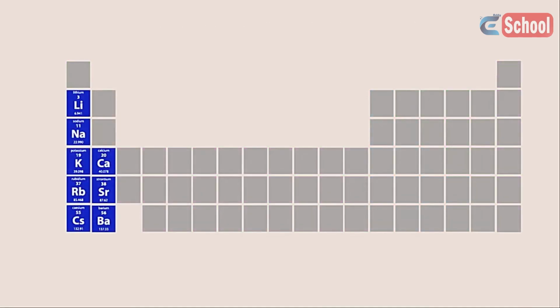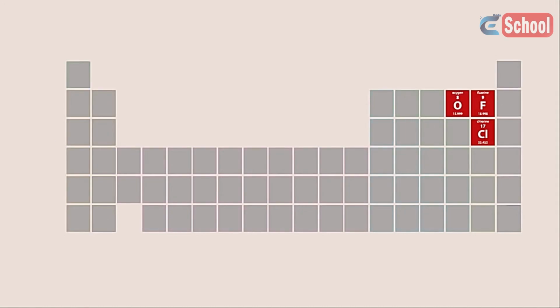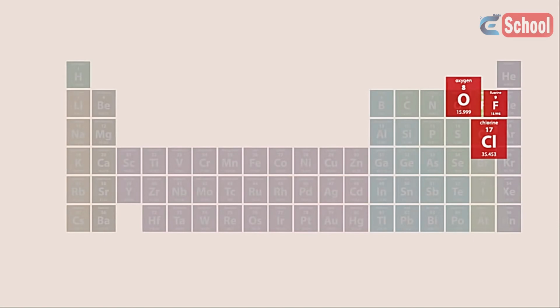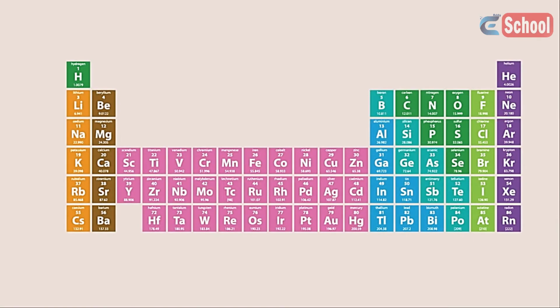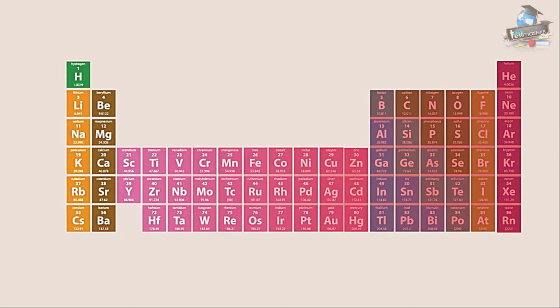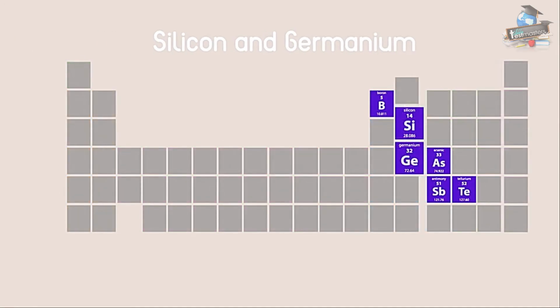Here are all the very reactive metals, like potassium. Here are all the very reactive non-metals, like oxygen and chlorine. In between, the elements gradually change from being metallic to non-metallic, with some, like silicon and germanium, neither one nor the other.